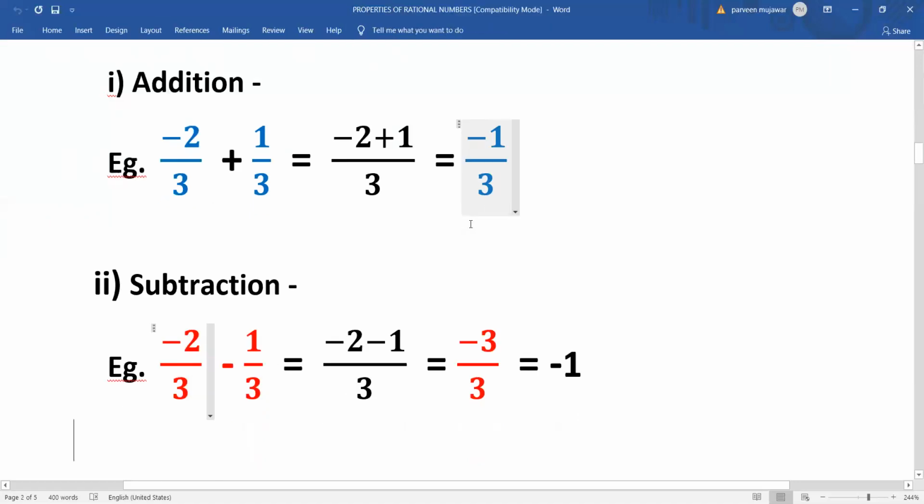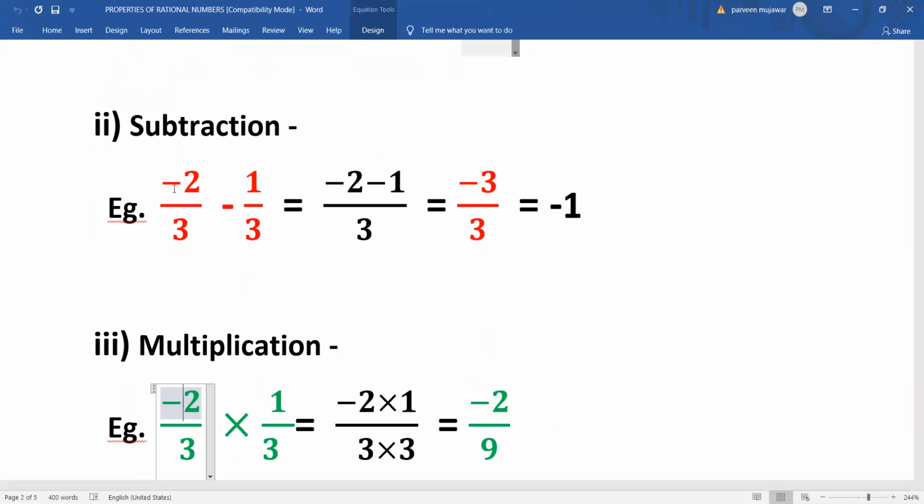Next is subtraction. You can check with subtraction. I have highlighted in red. Check the example: minus 2 upon 3, and your main sign is the minus sign, and the other rational number is 1 upon 3. When you subtract, you get the answer which I have highlighted in red, minus 3 upon 3. So when you subtract two rational numbers, you get back a rational number again. So again, rational numbers are closed under subtraction.